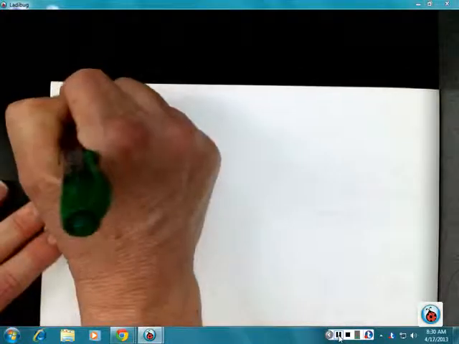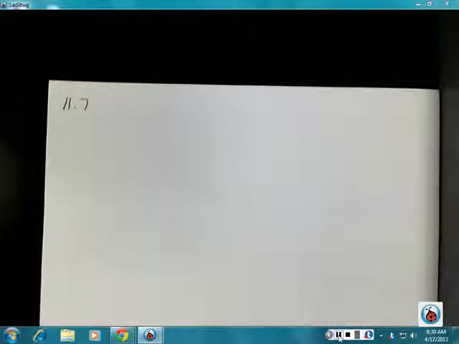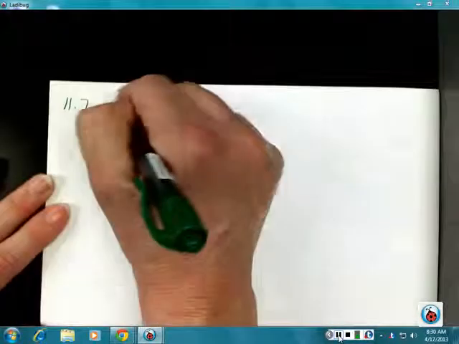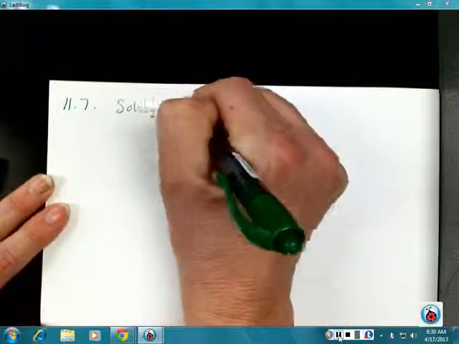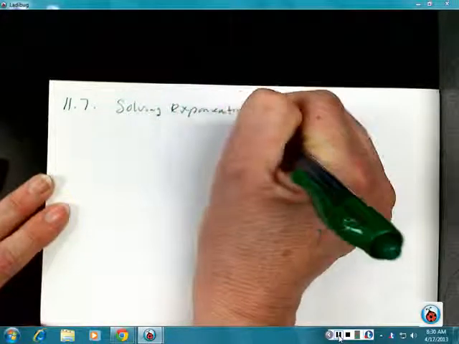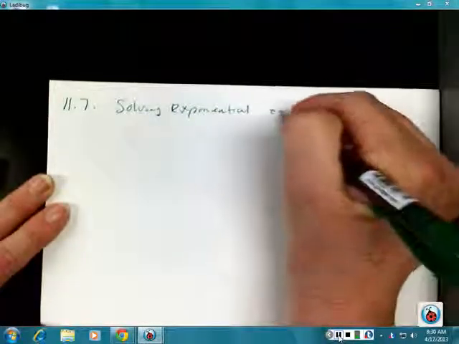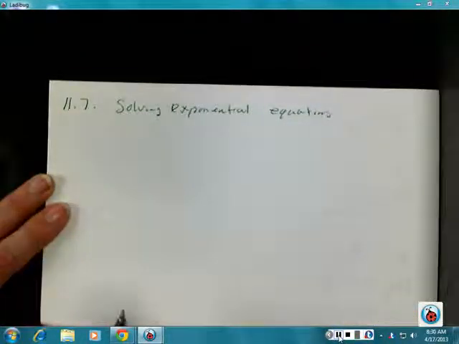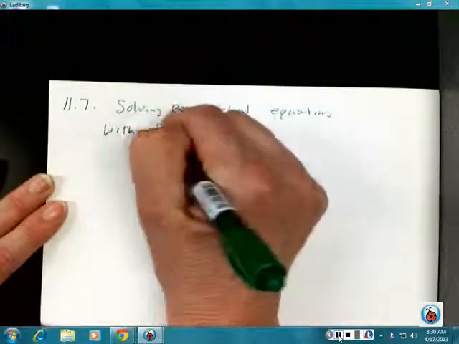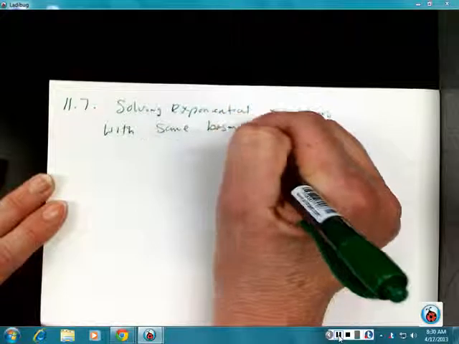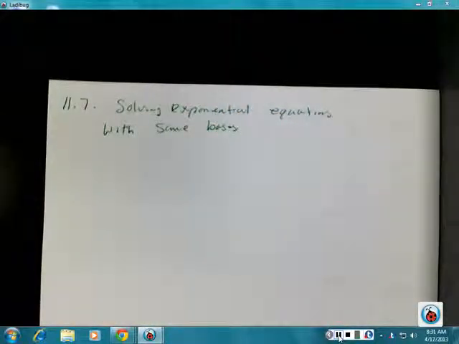So yeah, that's all of 11.6. Pretty straightforward. All right, 11.7. Last section, yay! We finally made it to that part. And this one is solving exponential equations with same basis. So we got some stuff with some same bases in there.